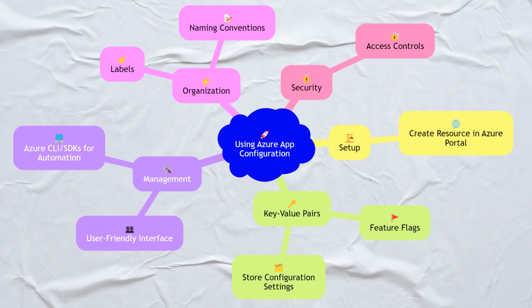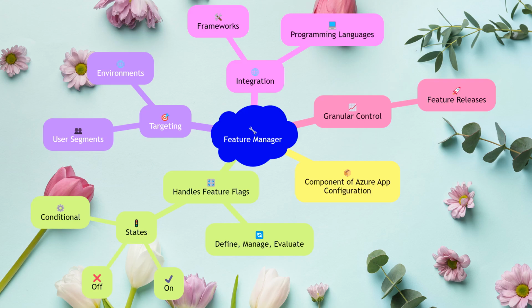The service provides a user-friendly interface for managing these settings, and you can also use the Azure CLI or SDKs for automation. It's important to organize your settings using labels and naming conventions to ensure clarity and maintainability. Additionally, you can set up access controls to restrict who can modify the configuration, enhancing security. Feature Manager is a component of Azure App Configuration that specifically handles feature flags. It allows you to define, manage, and evaluate feature flags in your applications.